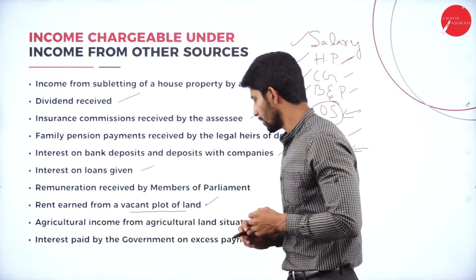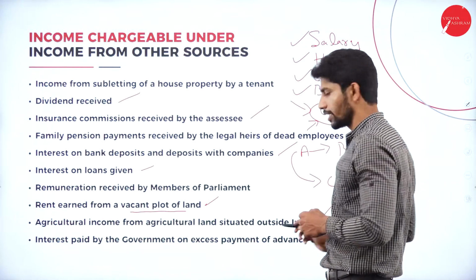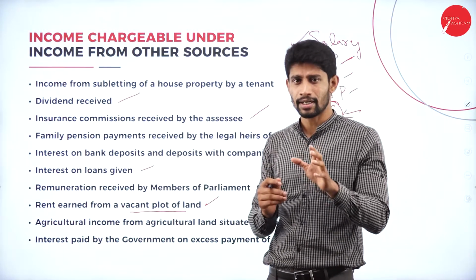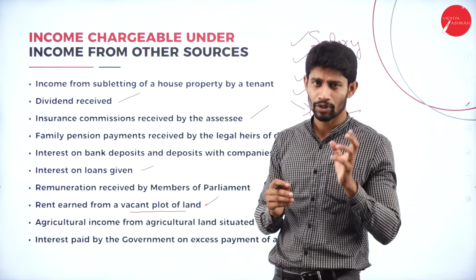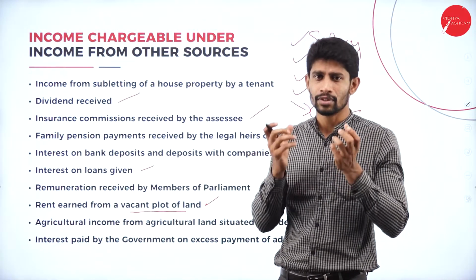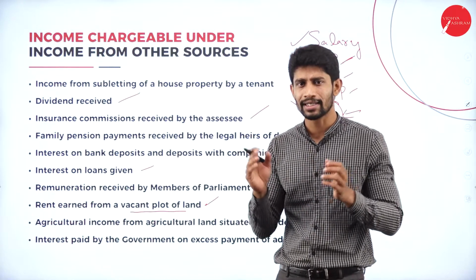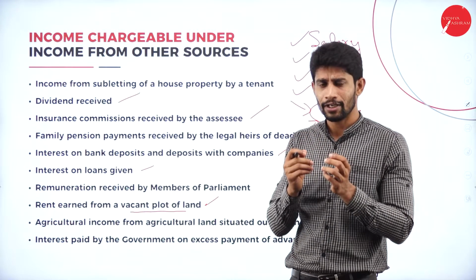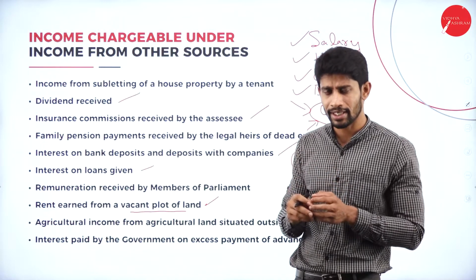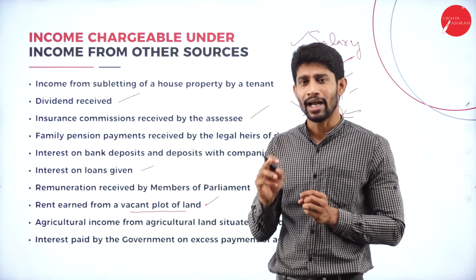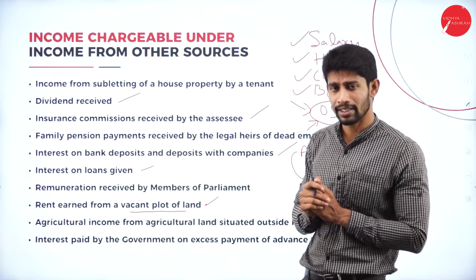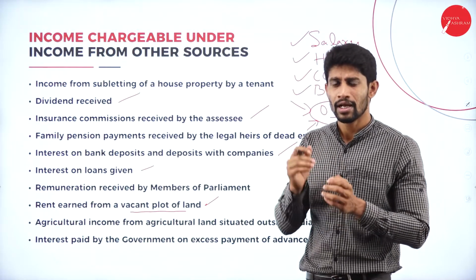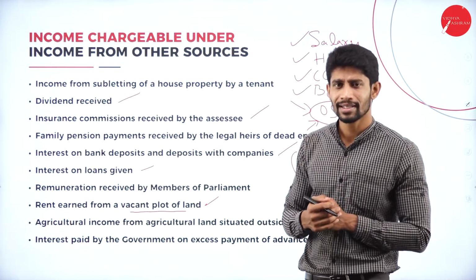Next, agricultural income from agricultural land situated outside India. Yes, agricultural income earned in India is exempted, because to motivate the agriculturists, the farmers, the government is not collecting tax from the farmers. But if agricultural income is received from outside India by an assessee who is in India, then it is taxable, and it is taxable under the head of income from other sources. So agricultural income earned in India is exempted as per the income tax rules. Agricultural income earned outside India is taxable.